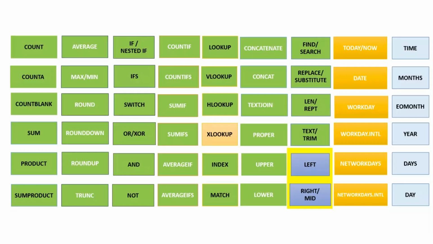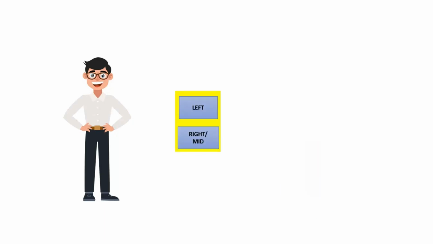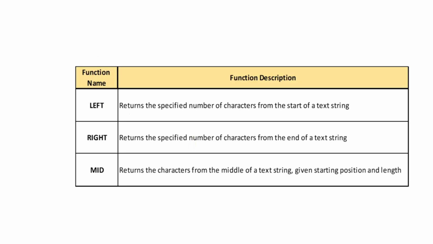In the list presented, the green colored functions are already covered in our earlier sessions. You can refer to the Excel functions series playlist for accessing the earlier sessions. The functions in the yellow box, which are left, right, and mid, are going to be discussed in this session. These are important functions that help in data extraction and data cleaning. When combined with other functions, these are helpful in dynamic extraction. We will start with the function description of these functions.